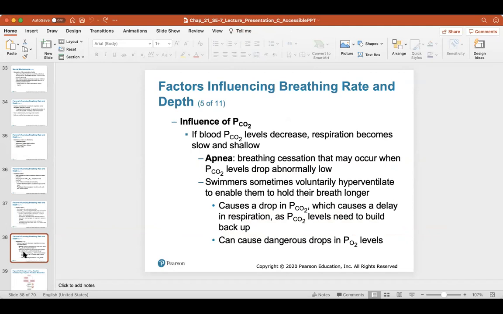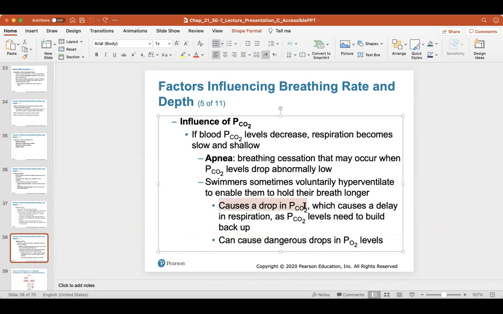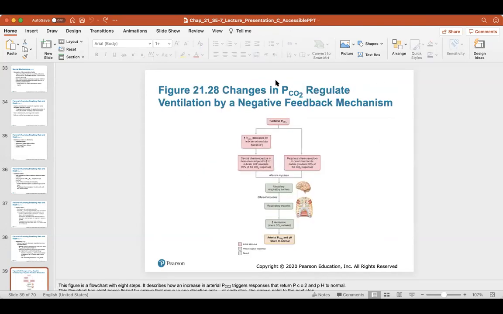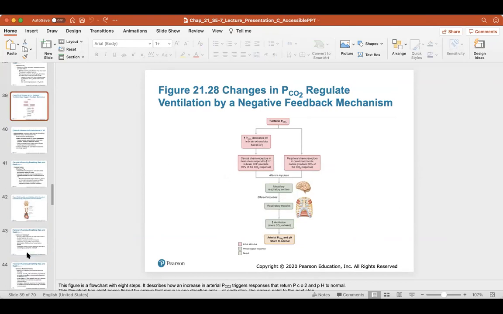If blood levels of carbon dioxide decrease, the respiration becomes shallow. This is apnea, where the breathing sometimes stops. This can occur when carbon dioxide levels drop abnormally low. Swimmers sometimes voluntarily hyperventilate to enable them to hold their breath longer, which will cause a drop in your partial pressure of carbon dioxide, causing a delay in respiration as carbon dioxide levels need to build back up. So this is what you should have a good understanding of: how the changes in partial pressures of carbon dioxide can help regulate breathing by a negative feedback mechanism.